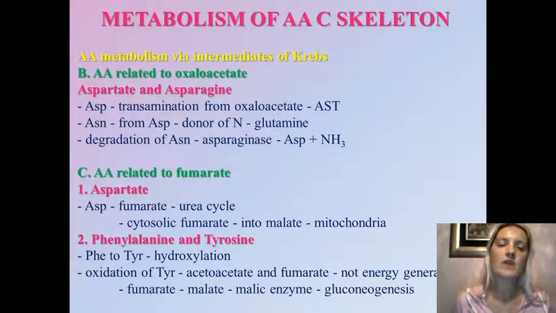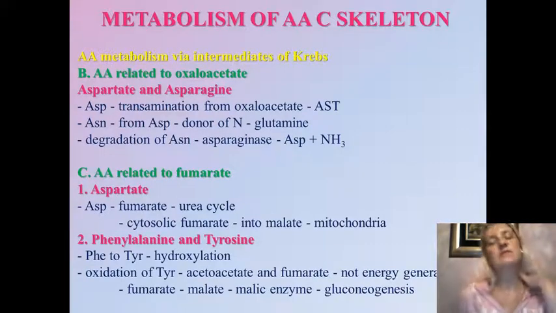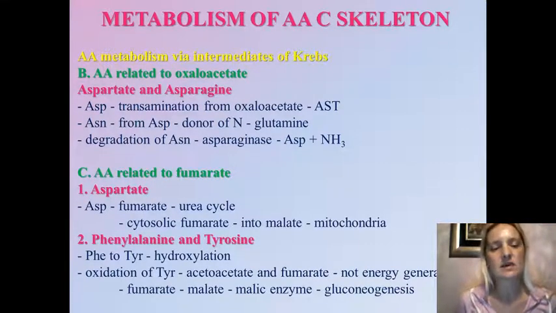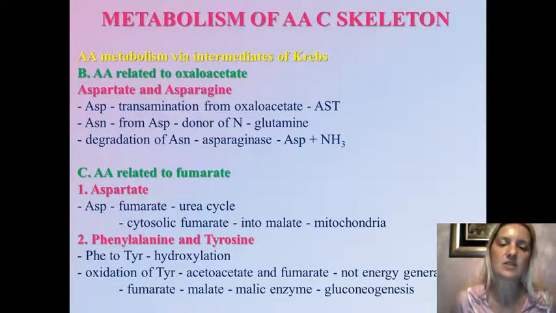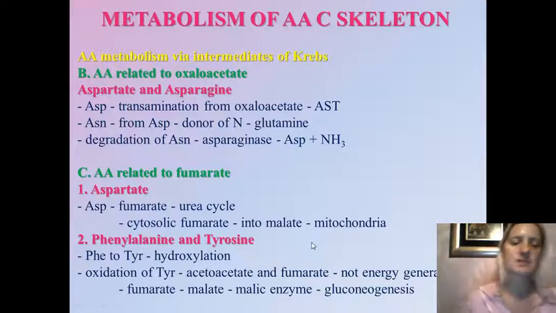Now we're moving on to amino acid metabolism via intermediates of the Krebs cycle, but this time related to oxaloacetate. Those are aspartate and asparagine.